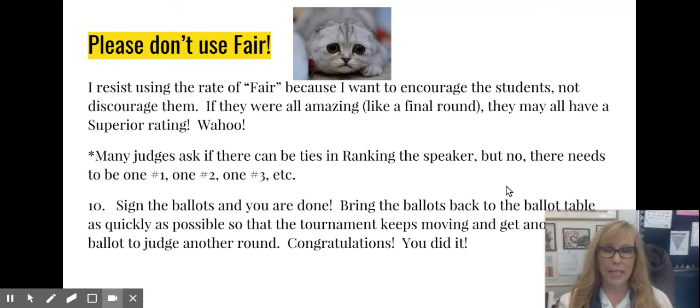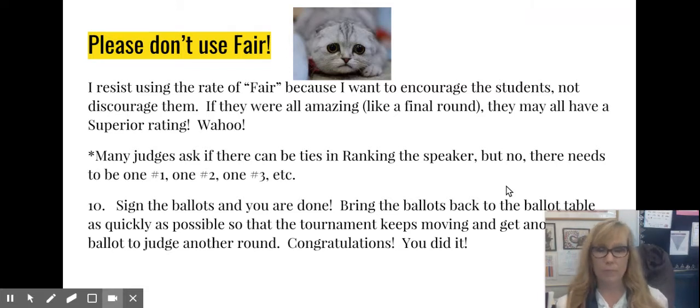If they were all amazing, like in a final round, you can give them all superior. That's awesome. You have to have only one 1, 1, 2, 1, 3, 1, 4, like that, but you can tie on the rate, okay? So sign the ballots and you are ready to go.